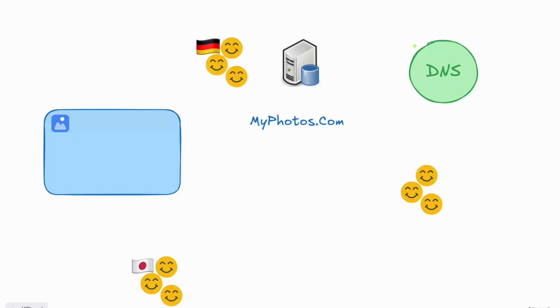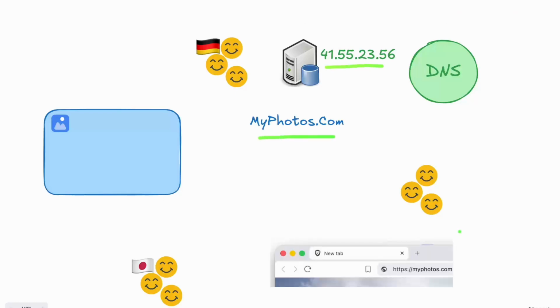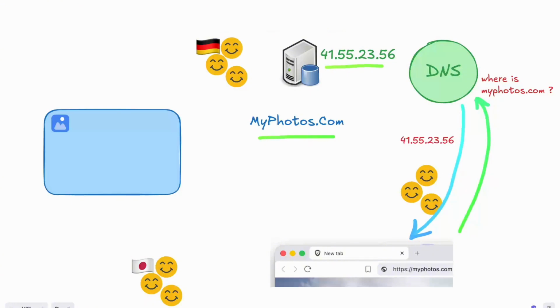The first one is DNS. Every computer on the internet has an IP address, but people don't remember IP addresses. Instead, we remember names like myphotos.com. Whenever someone types myphotos.com into their browser, the first thing their computer has to do is figure out where that website is located. This process is called DNS resolution. Cloudflare can manage your DNS records and tell visitors where your website lives. We'll see exactly how that works in the next lesson.